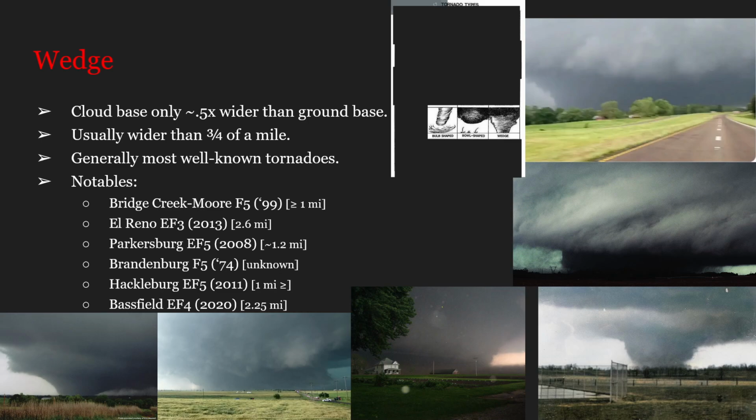That is the third widest ever recorded, only behind the 2.4 mile wide Hallam F4 from 2004 and the El Reno EF3, which I have right here. This tornado was definitely a lot easier to make out than El Reno, and is not a case of multi-vortex like El Reno was.